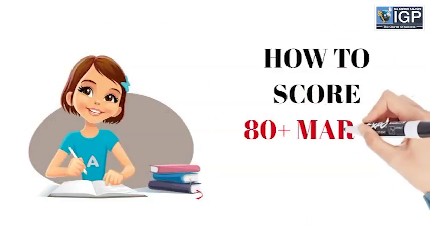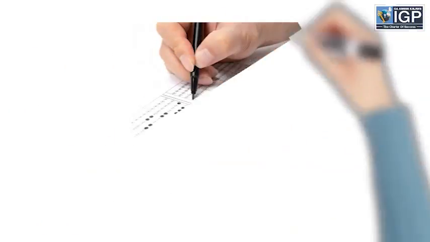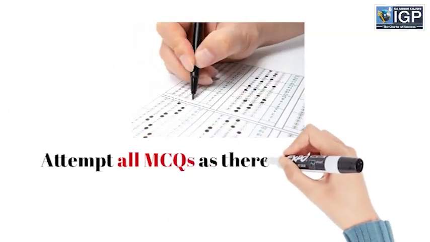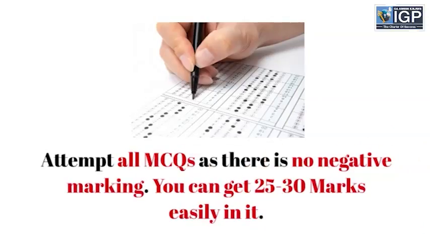How to score 80 plus marks in theory subjects. Attempt all MCQs as there is no negative marking. You can get 25 to 30 marks easily in it.